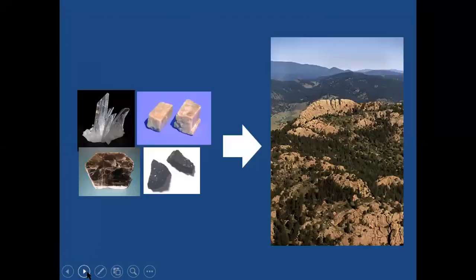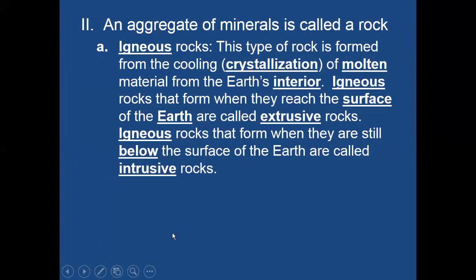There are three types of rocks that we're going to talk about. This is probably a review for you at some point. You've been over these three types of rocks, so I'm just going to go through them fairly quickly. Igneous rocks are formed from the cooling or crystallization of molten material from the Earth's interior. And so we're going to call that, once it flows up to the surface, you might call it lava. Below the surface, you would call it magma. And so igneous rocks form when they reach the surface of Earth.